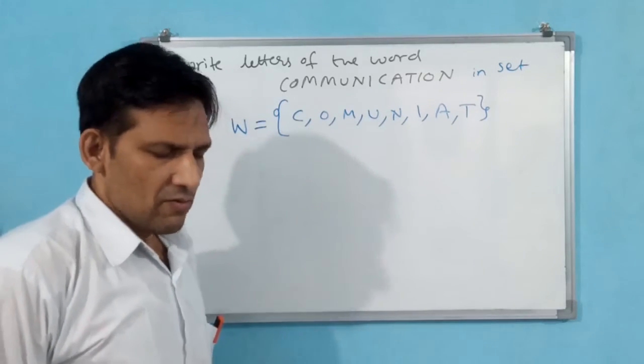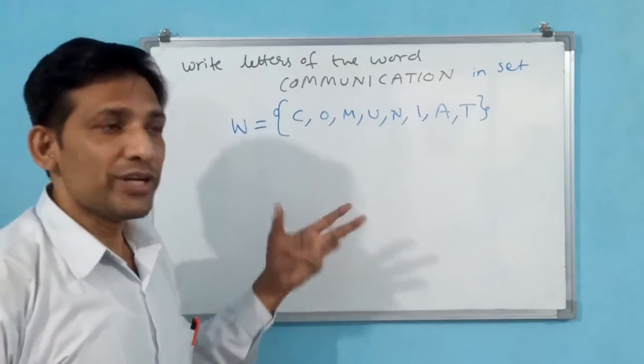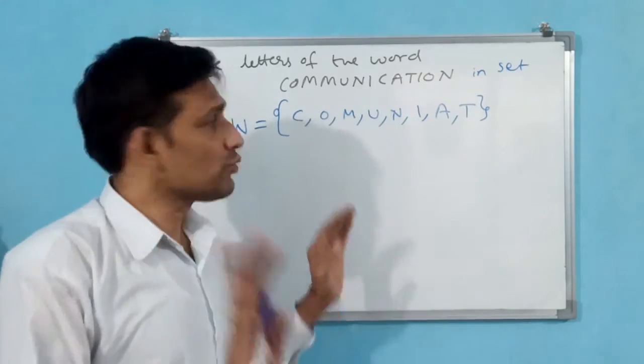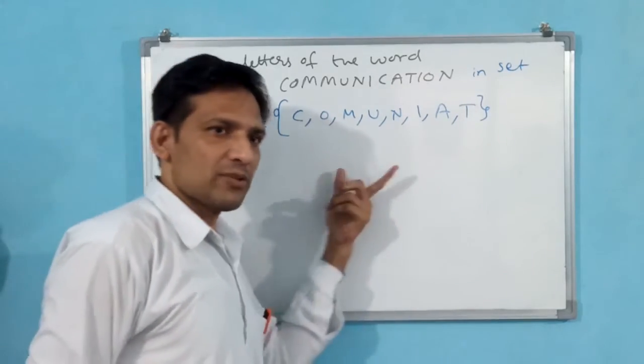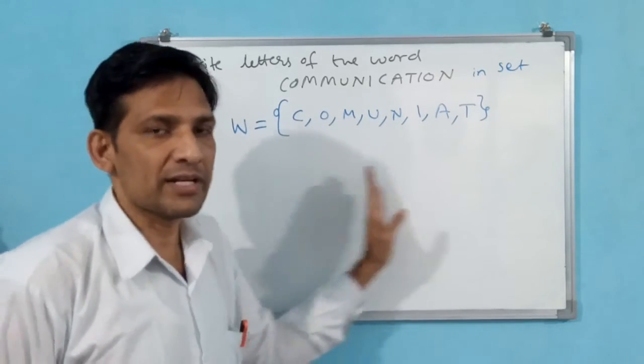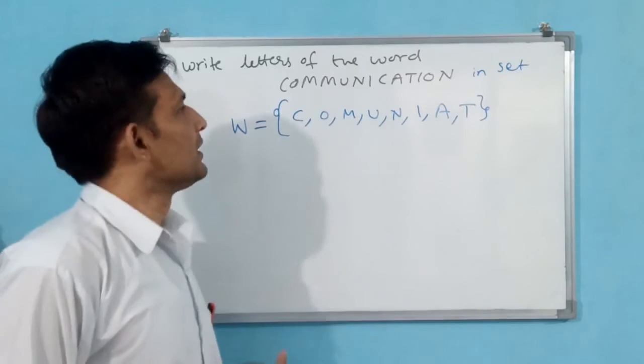That means while writing the sets, those elements you should not repeat. 2 times you should not write. C 2 times are there, but you should not write C 2 times. Only 1 time you have to write. Already once you have written means you should not write again. That is one criteria or condition or property.